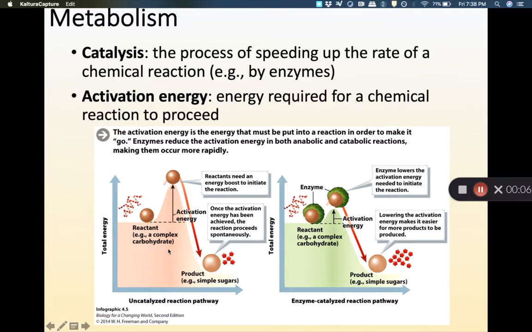So in the case where we don't have an enzyme, we have this complex carbohydrate, and in order for that to be broken down, it requires this much energy in order to create those simple sugars that we were talking about previously. However, when we have an enzyme, it lowers that activation energy, and the chemical reaction is able to proceed at a faster rate because, again, this activation energy is lowered.